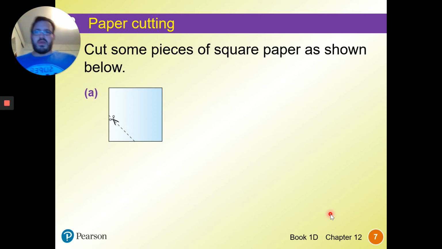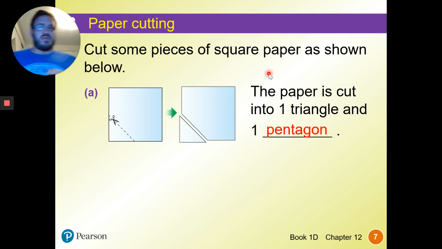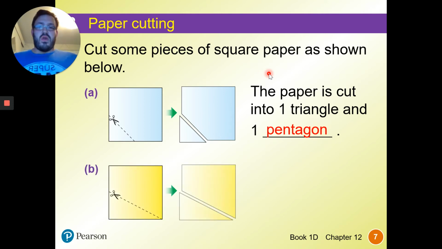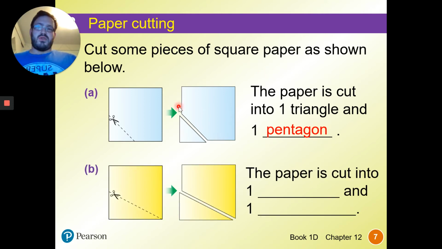Okay, so look at this paper cutting. We're going to cut some pieces of square paper as shown below. The paper is cut into 1 triangle and 1 pentagon, because when we cut this 1 triangle off, we are left with 5 sides.